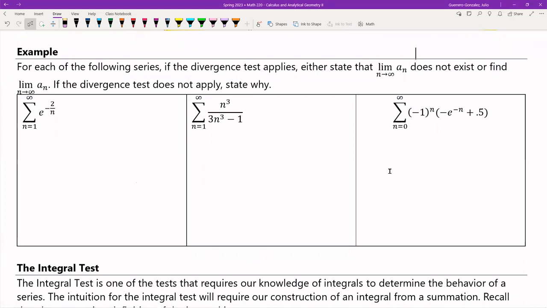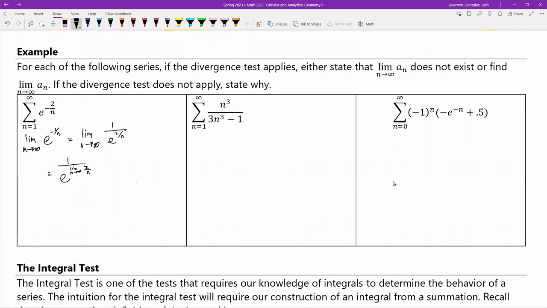It's as simple as you think. What we're going to do is look at the limit for this first one, as n goes to infinity of e to the minus 2 over n. I'm going to rewrite it a little bit: the limit as n goes to infinity of 1 over e to the 2 divided by n. That's a pre-calc trick. And this is equal to 1 over e to the limit as n goes to infinity of 2 over n.